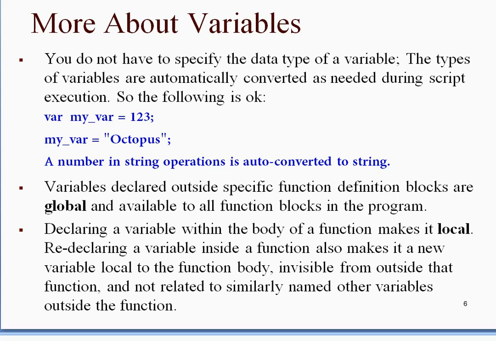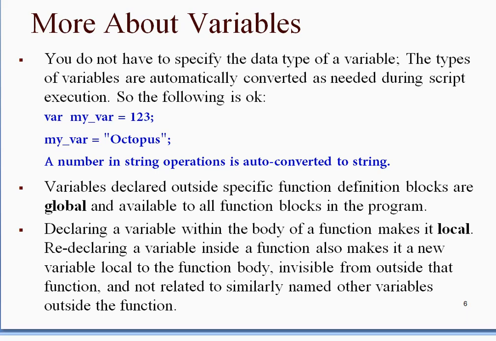So the following is okay. You have here a variable that is declared to have the name my_var, and its value is 123. Then you try over here to assign a string value to the same variable. That is okay, it will happen. The variable will be recast as a string variable. If you declare a variable as a number and then you use it in string operations, then the number will be auto-converted to string for string operations.